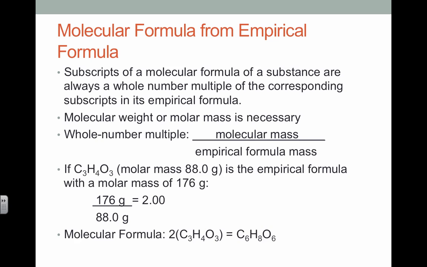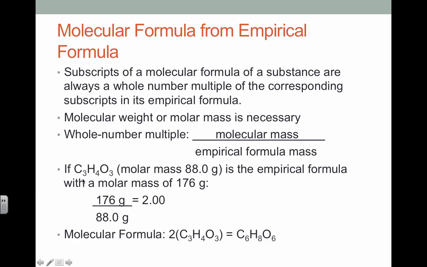So if we actually know the molar mass or the molecular weight, after we solve for the empirical formula like we did before, we can divide the molecular mass that's given by the calculated empirical formula mass, and hopefully if we did the empirical formula correctly, we should get a whole number, because that will always be a whole number multiple, and then we can multiply the numbers by the proper subscripts to expand the empirical formula to the true molecular formula.